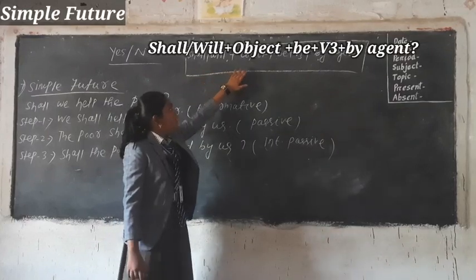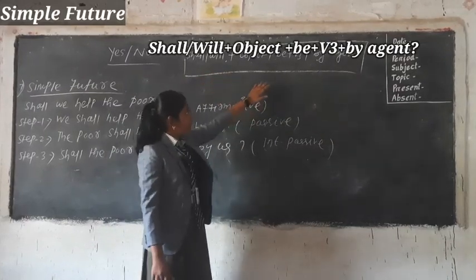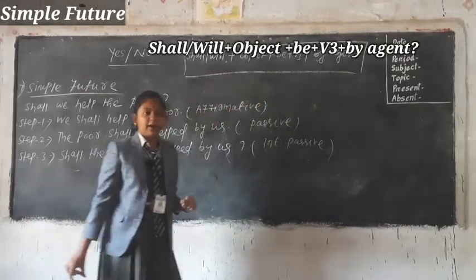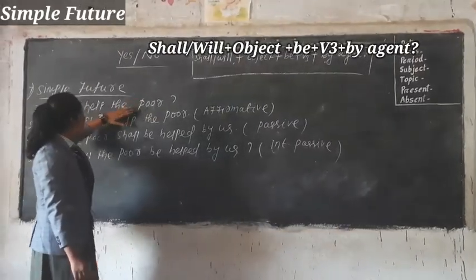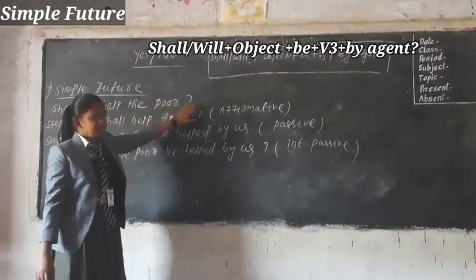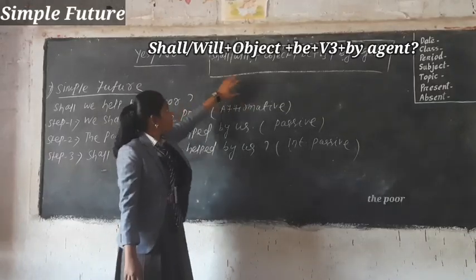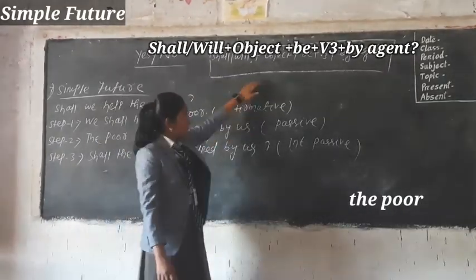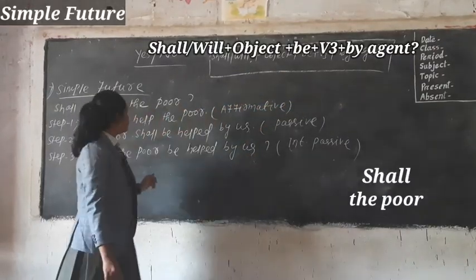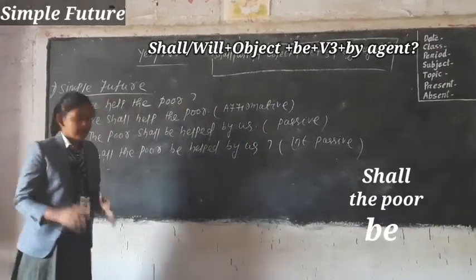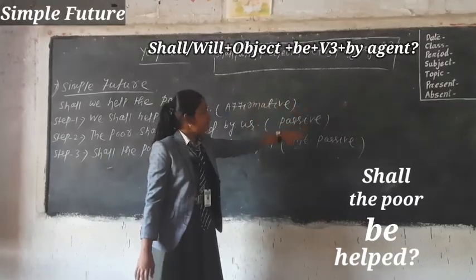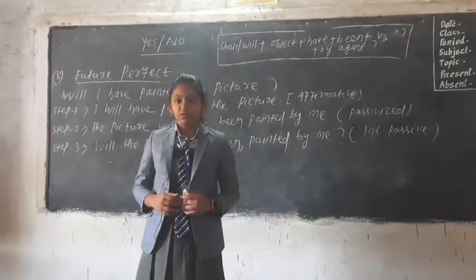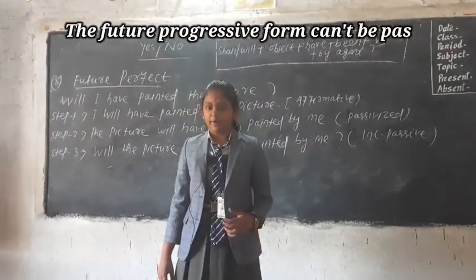Shall or will plus object plus be plus verb 3 plus by agent. The object in the active voice is the poor. So we will write here the poor. Shall or will, we can use either shall or will. Be plus verb 3 form of help, that is helped, and by agent if necessary. So we know the future progressive cannot be passivized.